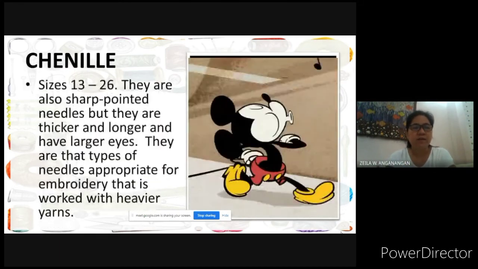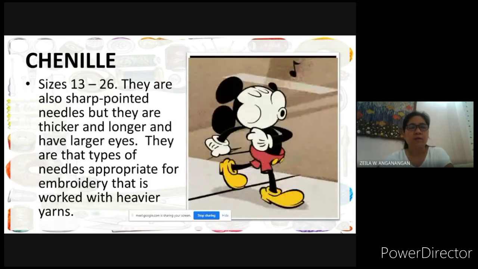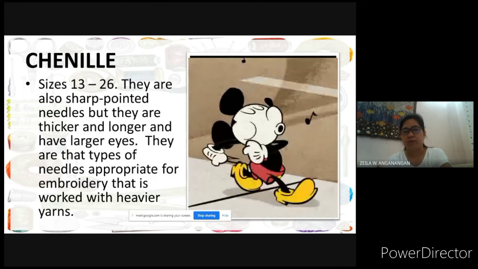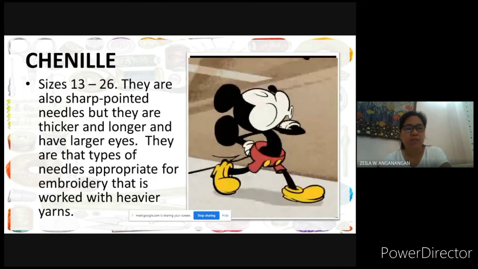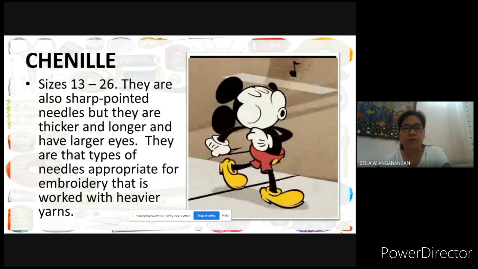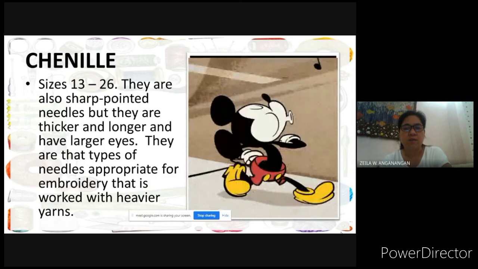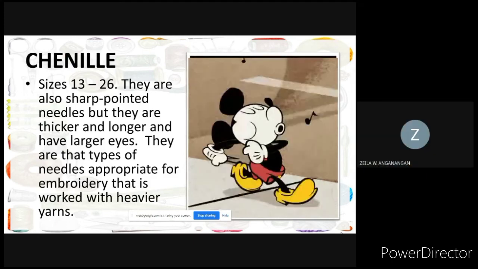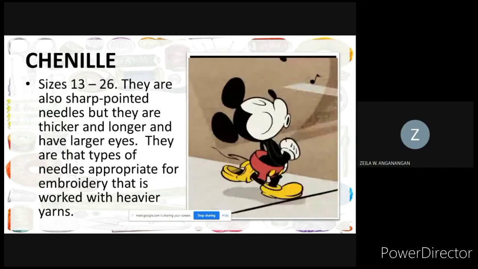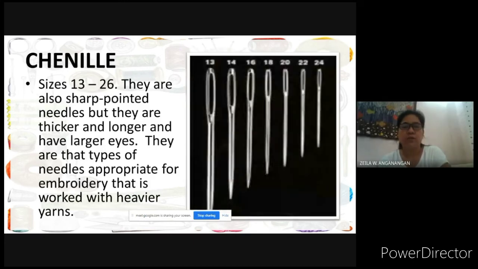Next we have the chenille. It has sizes 13 to 26. They are also sharp pointed needles, but they are thicker and longer and have larger eyes. They are the types of needles appropriate for embroidery that is worked with heavier yarns. So Mickey Mouse, can you share us a picture? Okay, that's good. Let's have a look. Okay, so here it is, the chenille needles.